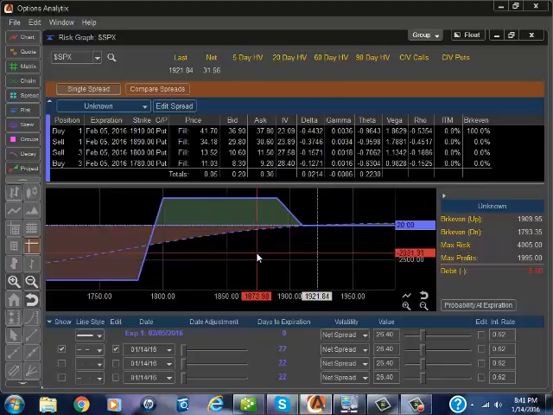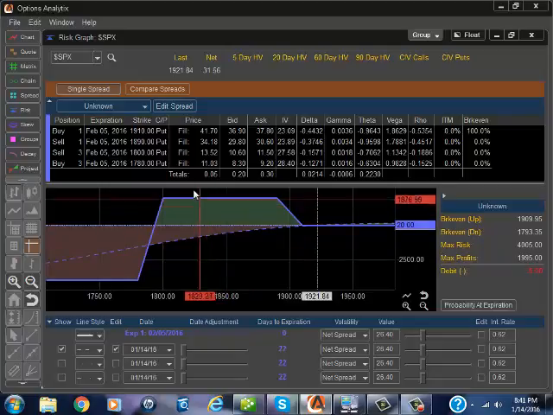Otherwise it won't. So just hit edit spread and hit OK, and then the line will pop up there, the dotted line. So just to review for those of you that are just joining us, a few days ago we got into this unbalanced condor where we bought a 1910 put, we sold an 1890 put, and then we did this on a 1:3 ratio where we sold 3 1800 puts and bought 3 1780s.